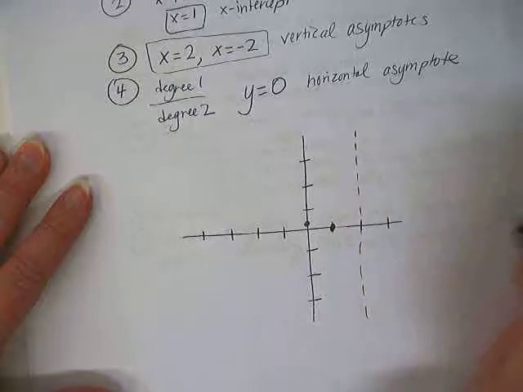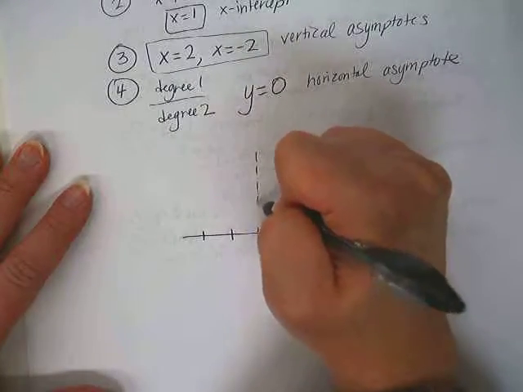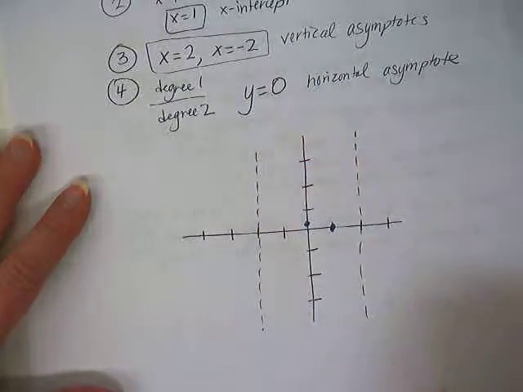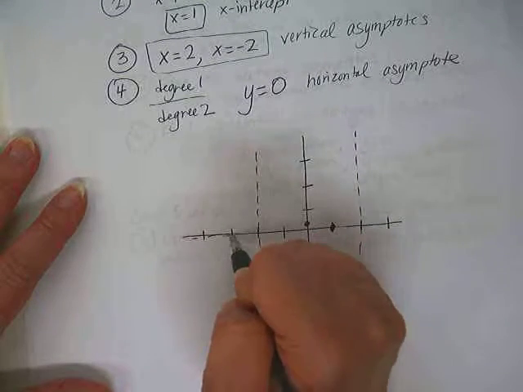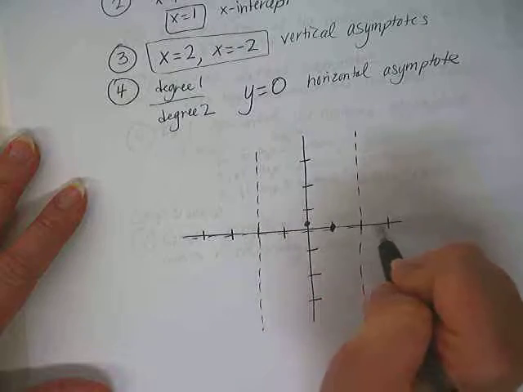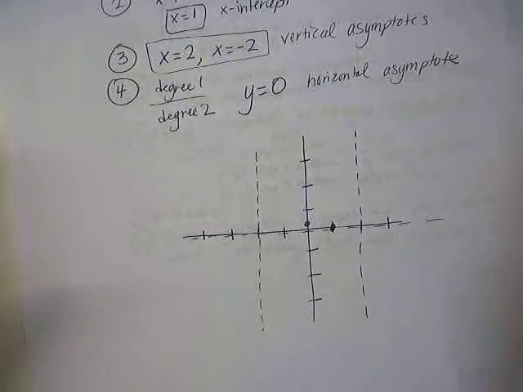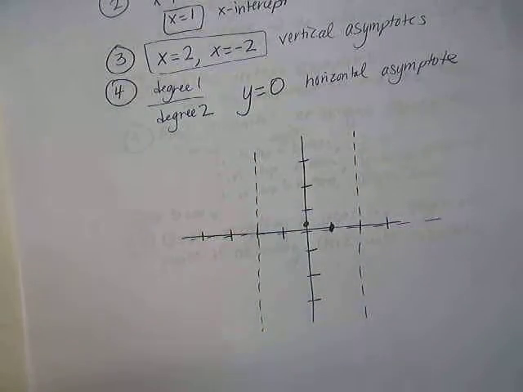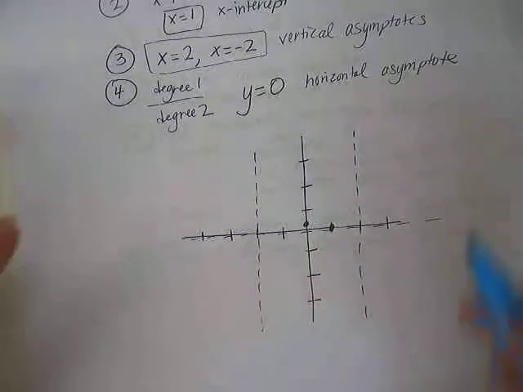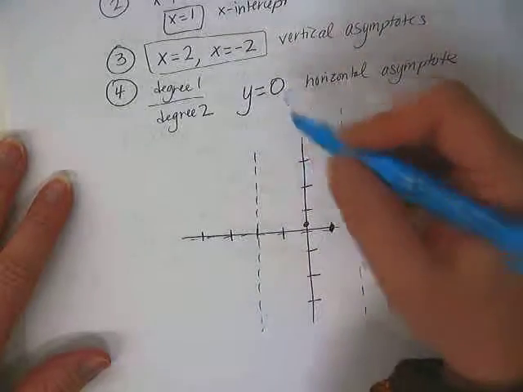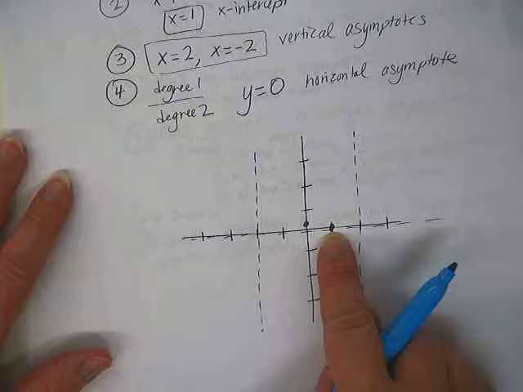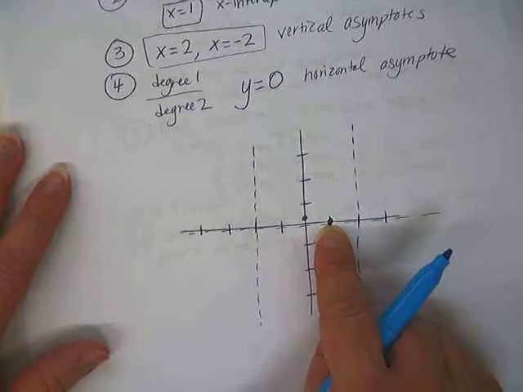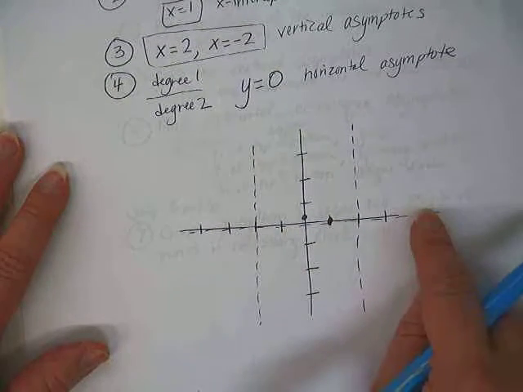Now we do our vertical asymptotes. So there's a vertical asymptote here at 2, and there's a vertical asymptote here at negative 2. Then we do our horizontal asymptote. Now here's something I never talked to you about before. Remember how asymptotes are lines that the graph gets close to but doesn't quite get there? The graph will never cross vertical asymptotes. However, sometimes the graphs will cross a horizontal asymptote.